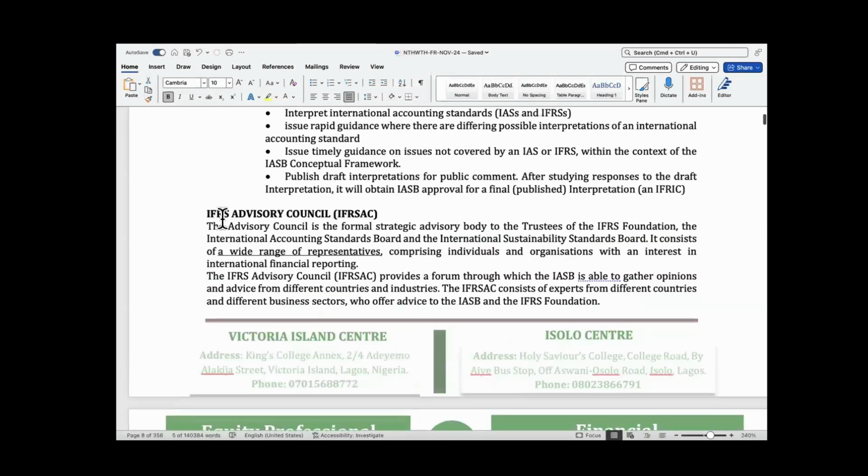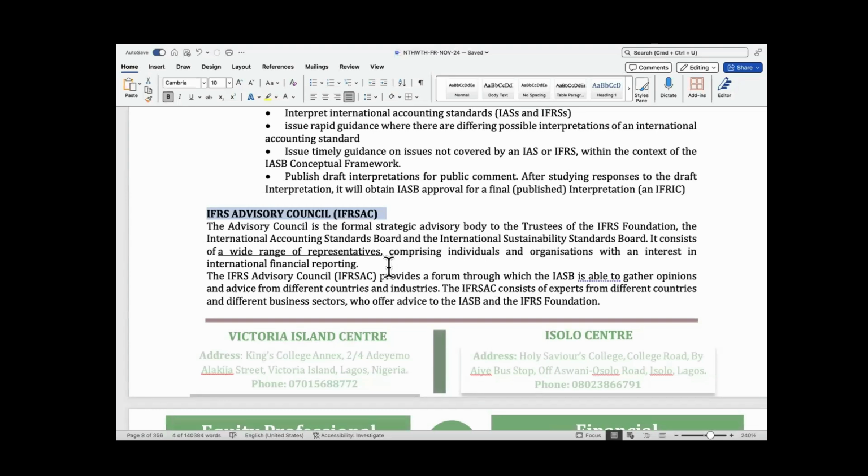Now, there is this guy, the IFRS Advisory Council. From the name, advice. Yes, they do provide advice to all of those three tier structure. They provide advice to the monitoring board. They provide advice to the IFRS Foundation, and they also provide advice to the standard setting bodies, that is the IASB and the ISSB.